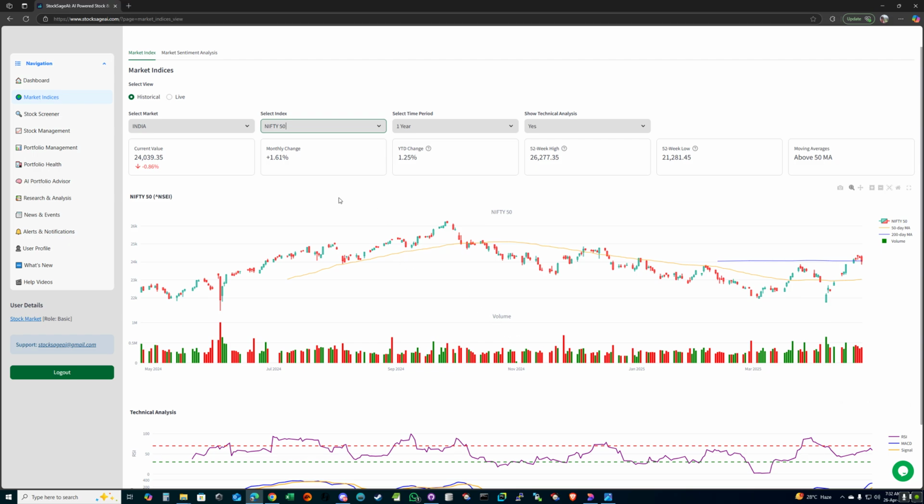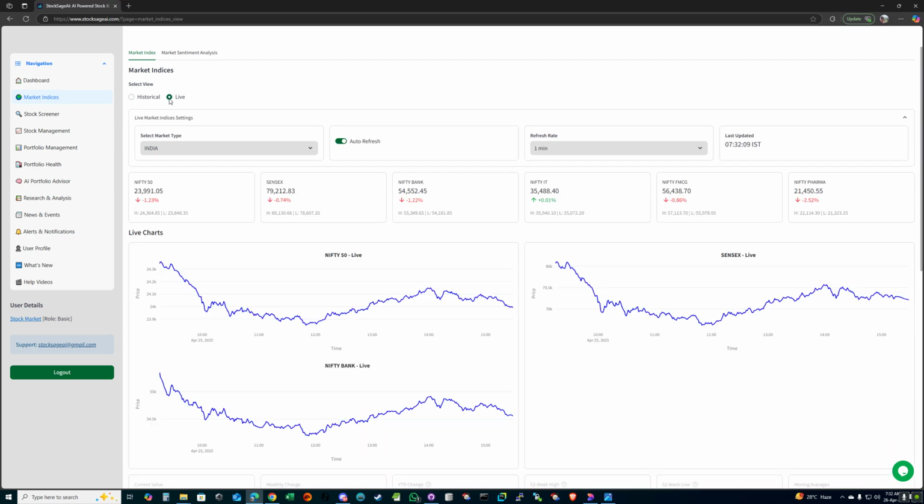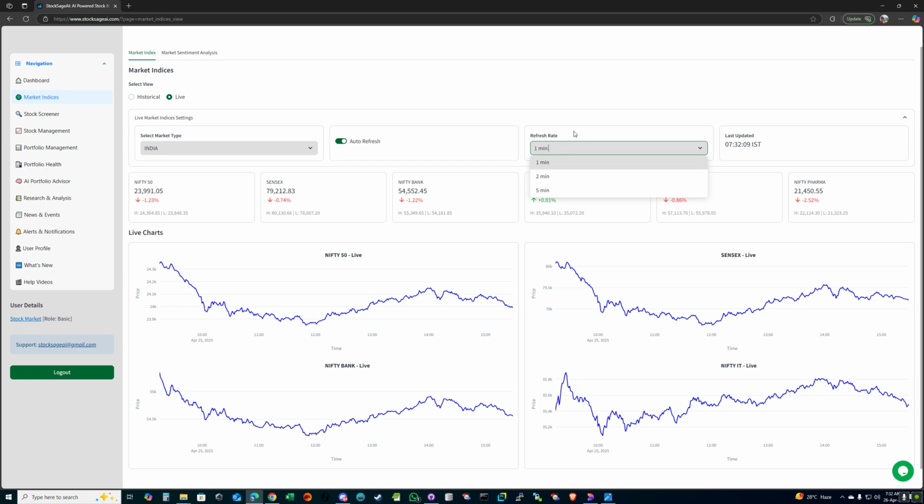One important feature which is available to us is the live mode, which can be enabled when the market is live or open. If I select live now, the market is currently closed, so it will show me the data for yesterday. If we go on Monday and press this feature, then I can see the data at per minute level, or whatever refresh rate I want to set over here for that specific index. On the basis of that, we can analyze the data and understand the market better.